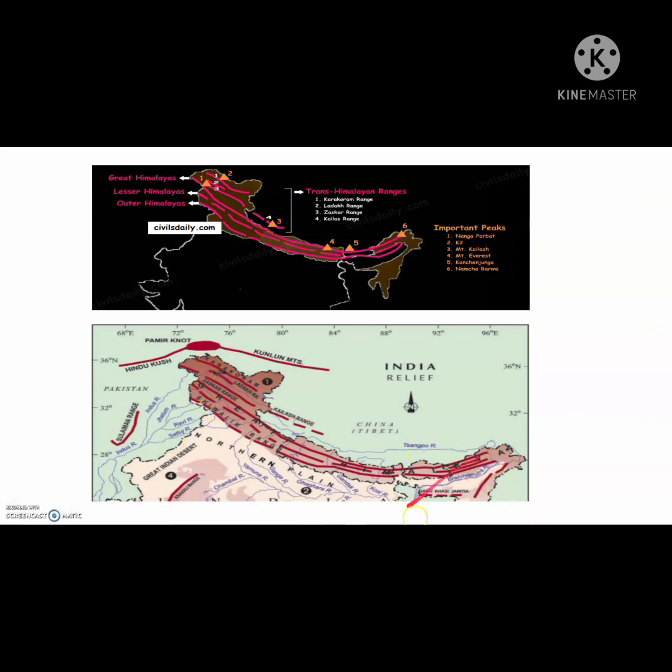How do Himalayas influence our climate? Himalayas act as a barrier. Himalayas stop the cold winds coming from Central Asia and protect us. Himalayas are responsible for rains, the tropical or monsoon type of climate.